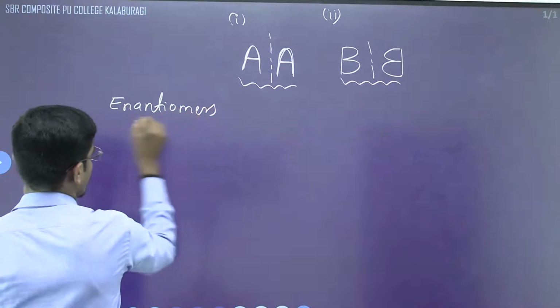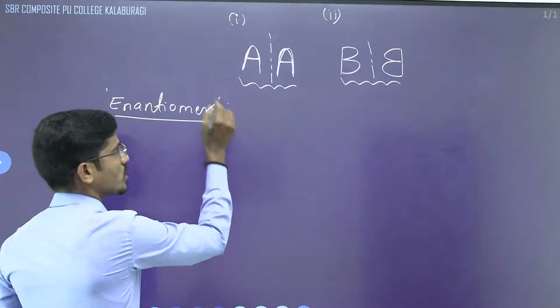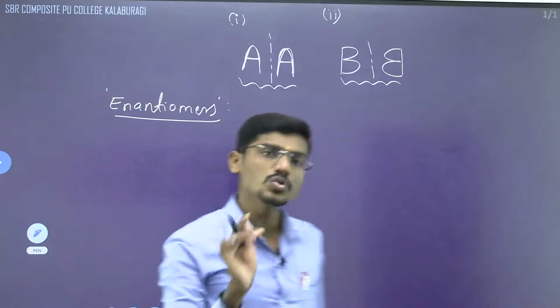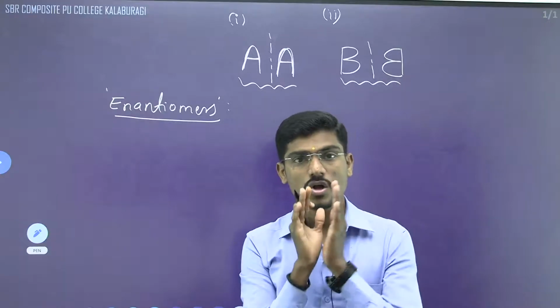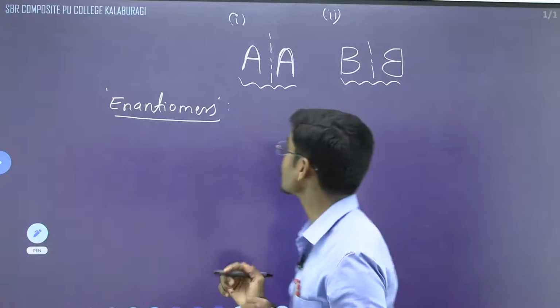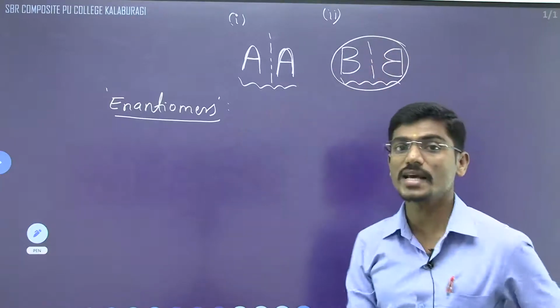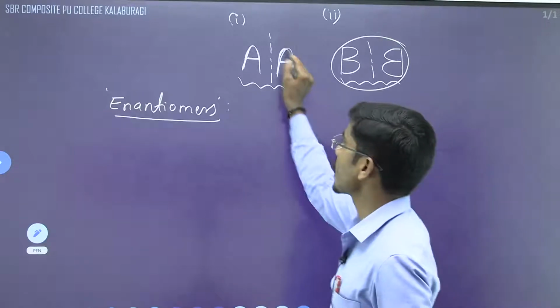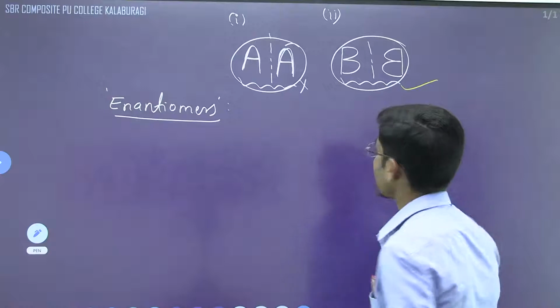Enantiomers can be defined as optically active compounds having non-superimposable mirror images. The non-superimposable mirror images are called enantiomers. So these two images are said to be enantiomers, whereas these are not. These are not enantiomers, but these two are enantiomers.